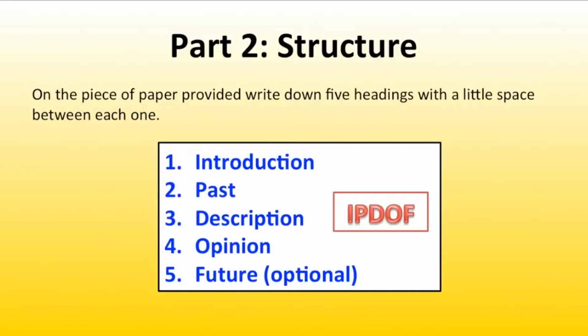So now let's look at the structure you can follow when speaking in part 2. On the piece of paper that you will be provided, write down 5 headings with a little space between each one. The first is introduction, past, description, opinion, and lastly, future. Now the last one is optional, so it's up to you whether you want to add it or not. If you have a difficulty remembering the headings, just remember the short form IPDOF, and you'll know what each of the letters stand for.